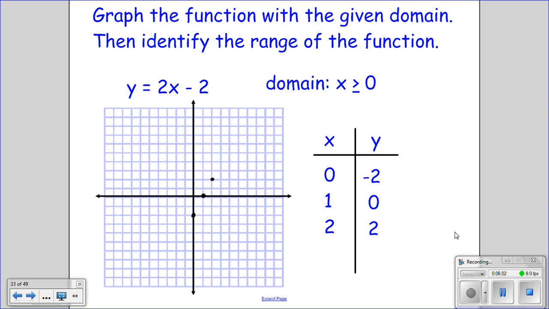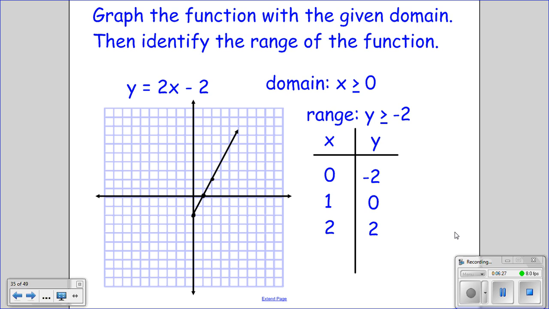Notice I start with 0, -2, and when I draw my line, it's not actually going to be a line, it's a ray, because I can't have any x's that are smaller than 0. They have to start at 0 and get bigger, so I can have nothing that's down in that third quadrant. We also are going to tell what the range is.